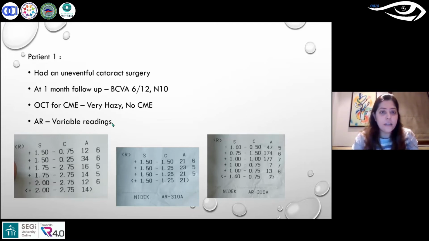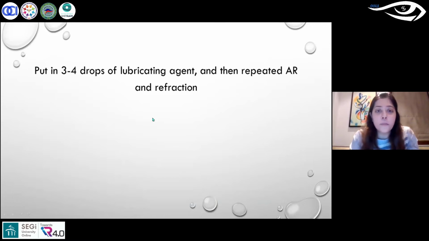So what we did in this patient is put in 3-4 drops of the lubricating agent, then repeated the AR and refraction, and his vision improved to 6/6 N6. So please think of this diagnosis when you have worked up the patient for other things, when you have seen the cornea is clear, when you've seen that there is no CME, the retina is fine. It could just be something as simple as a dry eye, and all the patient needs is lubricating drops.